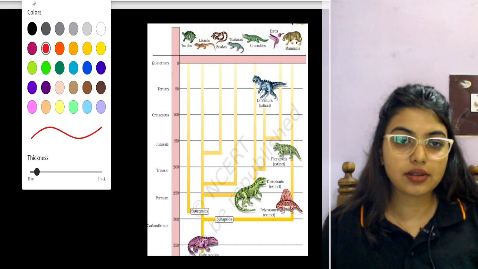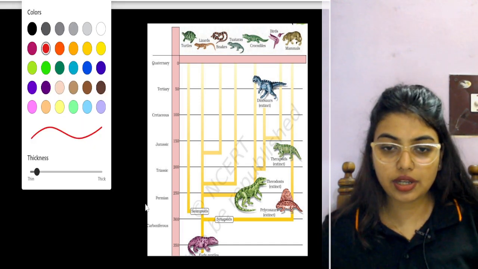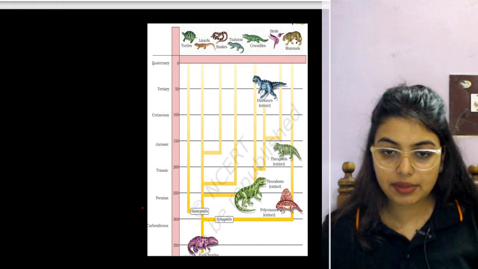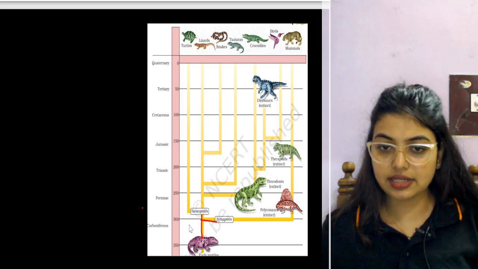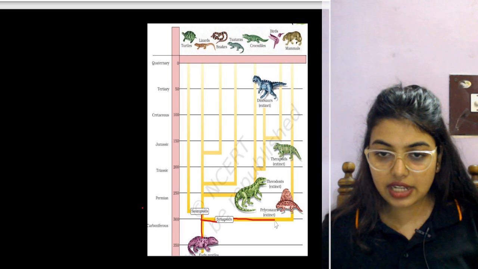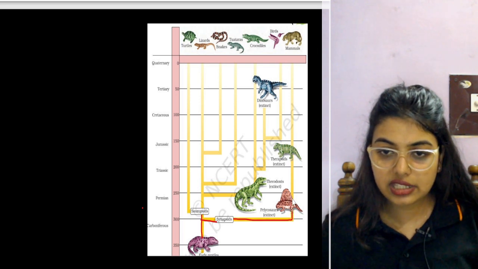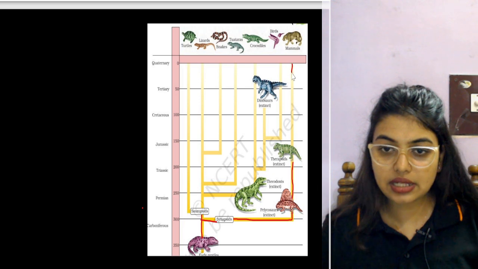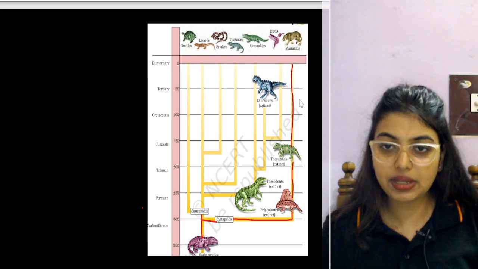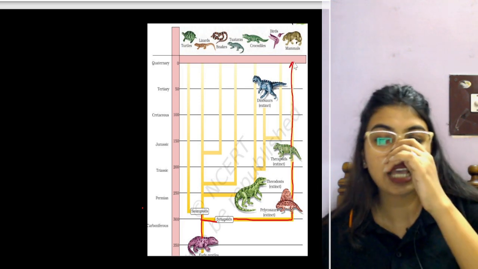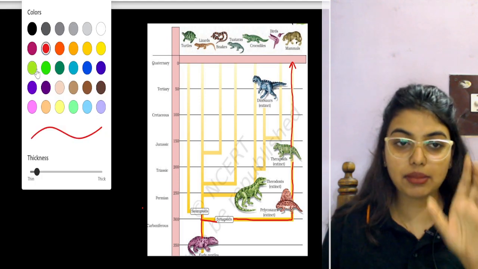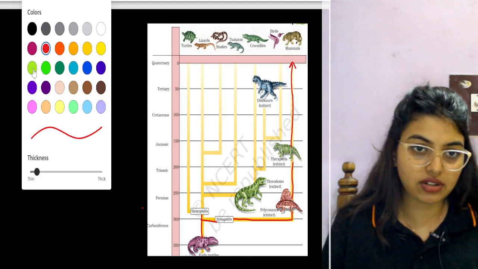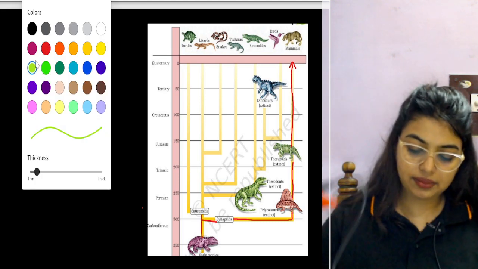See students, if you look here, early reptiles formed sauropsids and synapsids. The synapsids gave rise to plesiosaurs. This plesiosaurs later gave rise to therapsids. These therapsids are now believed to be our ancestors, and they gave rise to modern mammals. So this you just remember in your head.